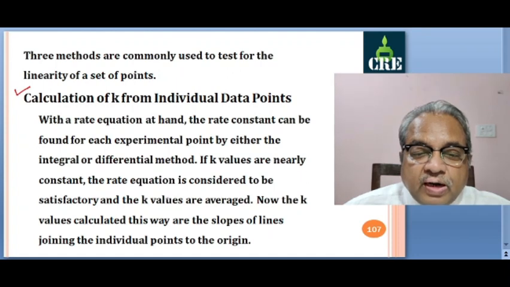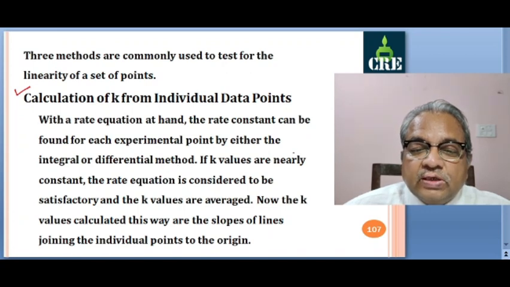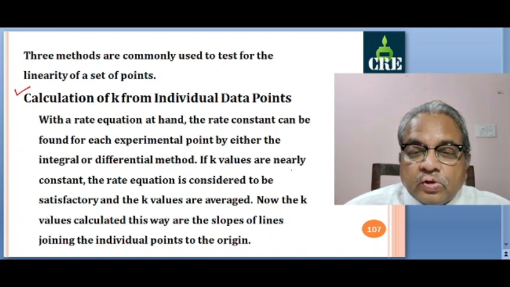If it is a best fit line, then that k value you get directly from the plot. If you solve otherwise, that means you have minus ln of (1 minus xa) versus t data. So find out minus ln of (1 minus xa) for a given time, and k you can calculate as minus ln of (1 minus xa) divided by t.